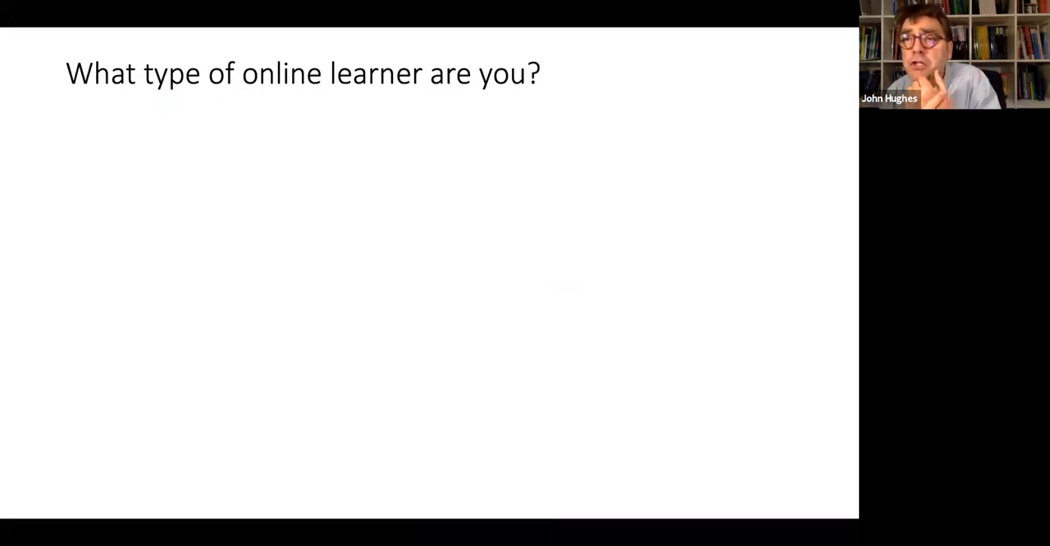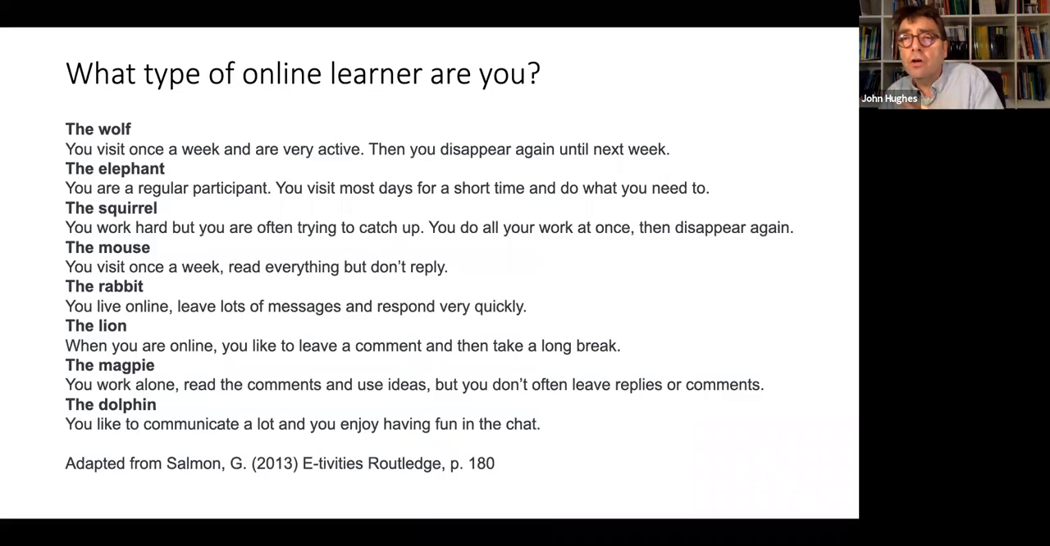I thought we'd finish. I'd like you to read the descriptions and in the chat box, reflect on what type of online learner you are. Are you a wolf, an elephant, a squirrel, a mouse, a rabbit, a lion, a magpie, or a dolphin? Just read it, a couple of minutes, and then start to type in the chat box. Which describes you? Marjorie's a dolphin. This is particular for learner management systems where people have to visit asynchronously, but it's also true for use of social media. It's kind of fun.